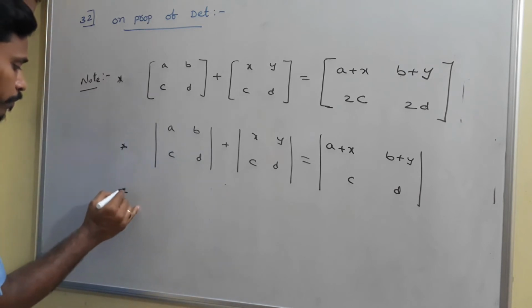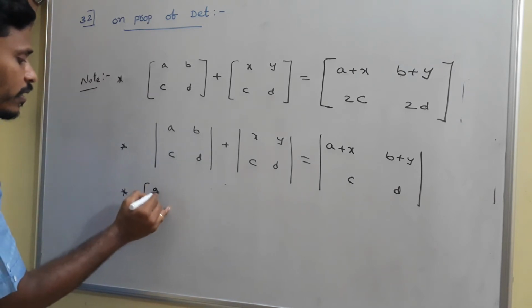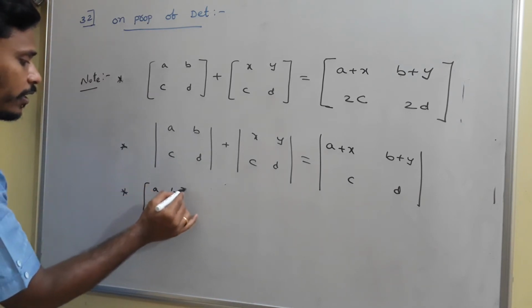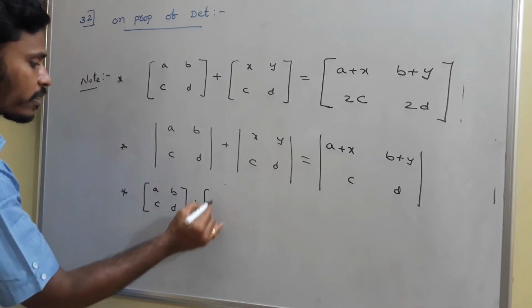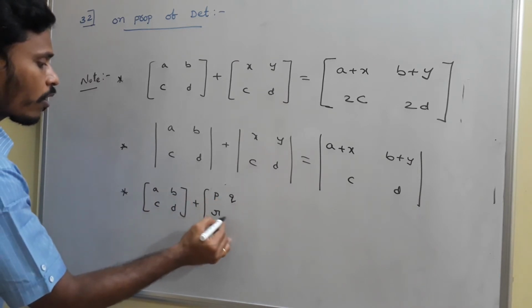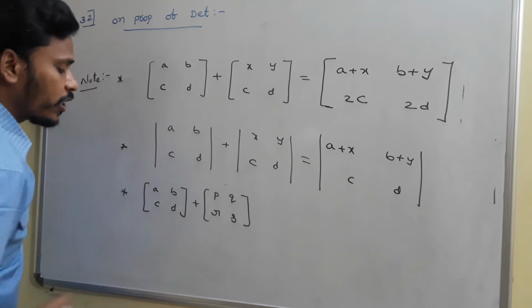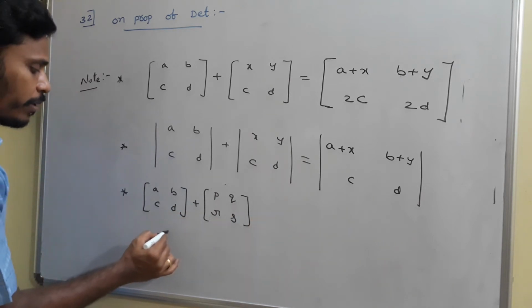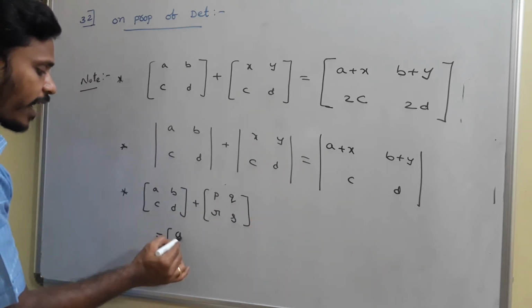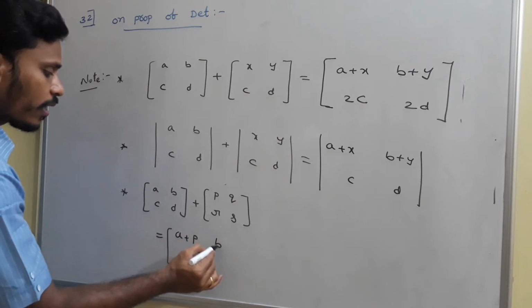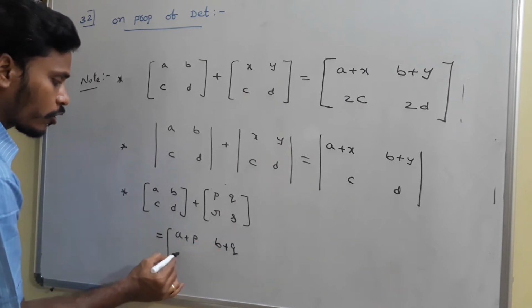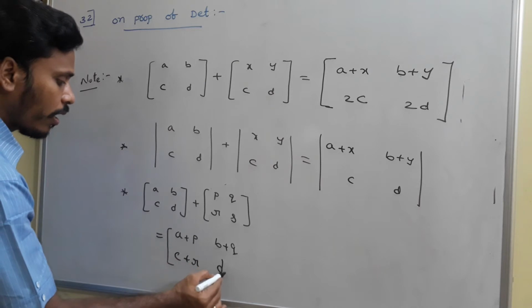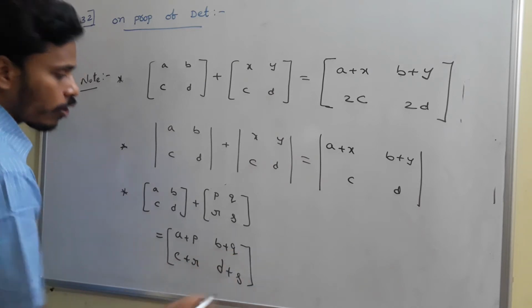Whereas suppose I have a matrix like this, A, B, C, D plus another matrix P, Q, R, S. What do you say about the addition of these two matrices? See, A, B, C, D, P, Q, R, S. While adding, you just go element wise: A plus P, B plus Q, C plus R, D plus S is the addition of matrices.